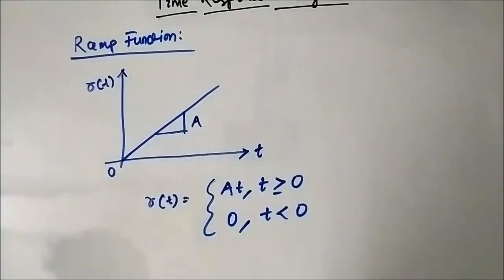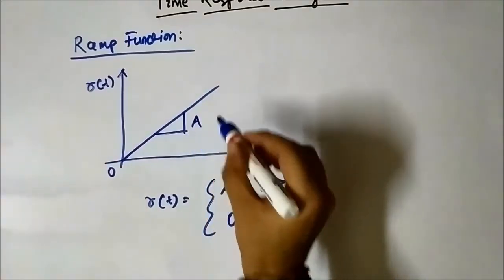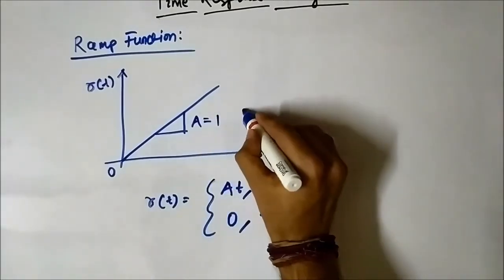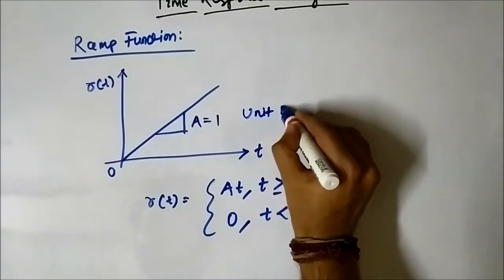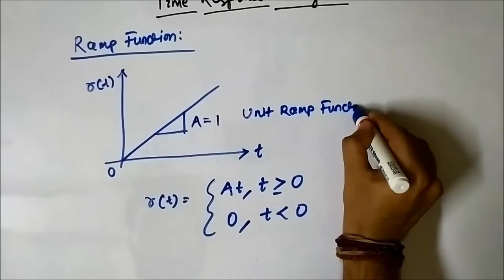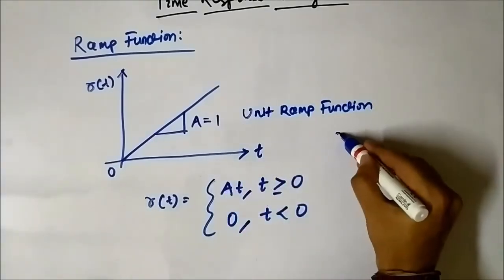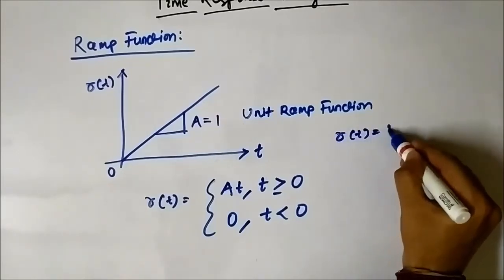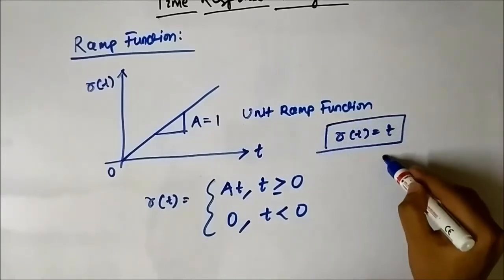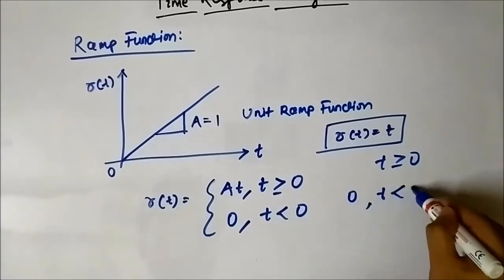It has a slope A. Now if this slope value becomes equal to 1, it will become the unit ramp function. So it will be r(t) equal to t, the unit ramp function, for t greater than or equal to 0 and 0 for t less than 0.